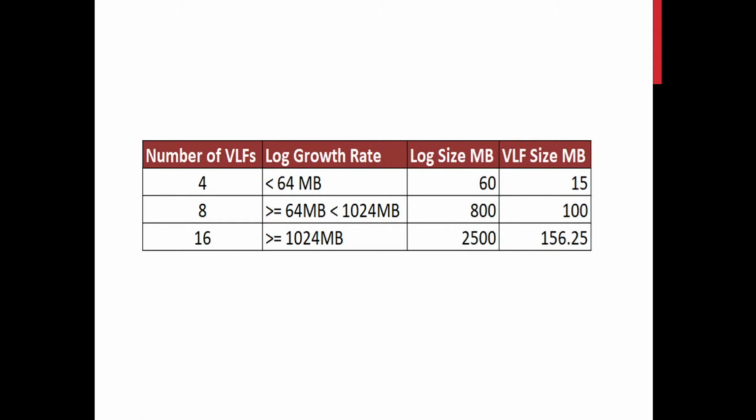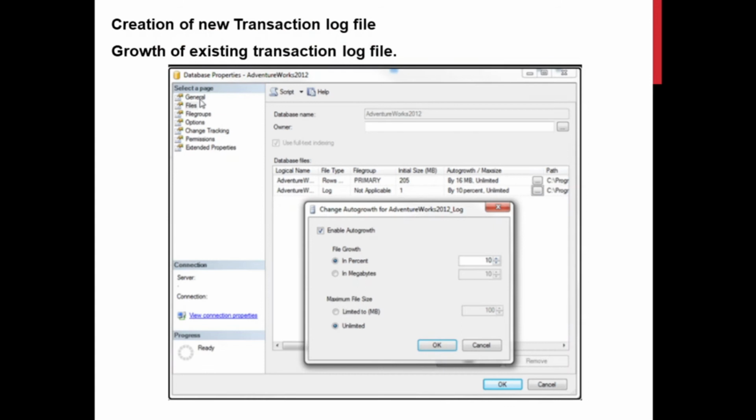Now, the next question is how can I control the log growth rate? Because if I control the log growth rate, I can easily control the number of VLFs, and because the fragmentation level of a transaction log depends on the number of VLFs, eventually I am able to control the fragmentation level. So let's understand this with the next slide.